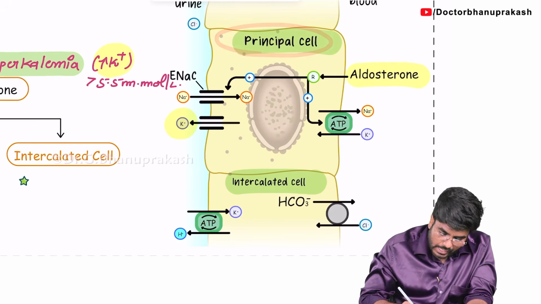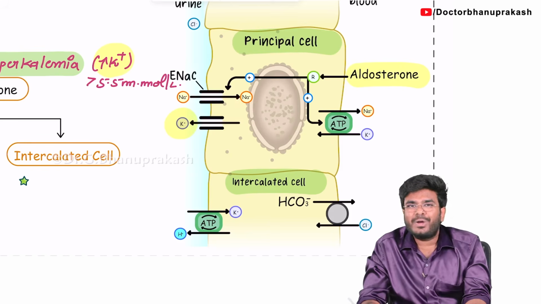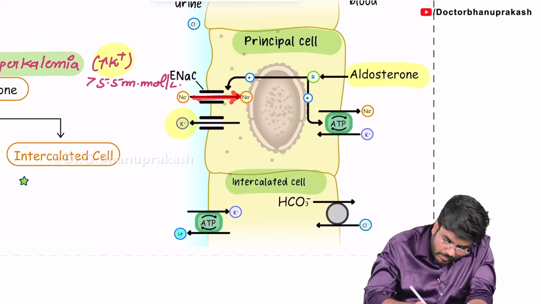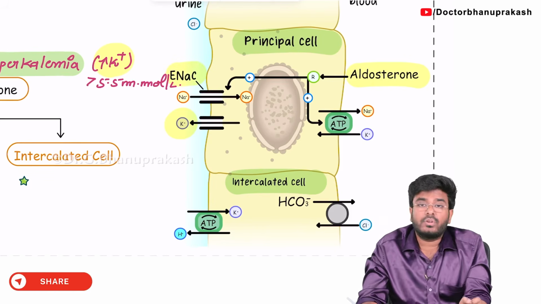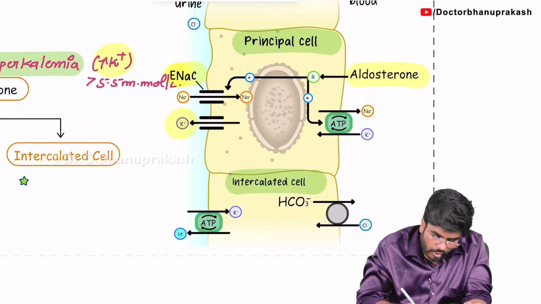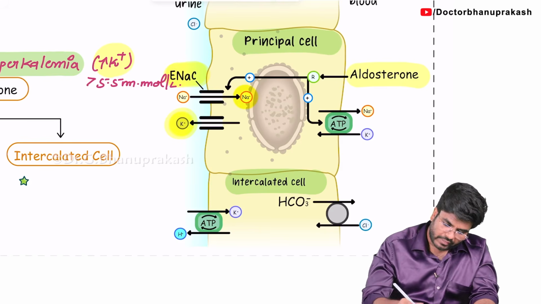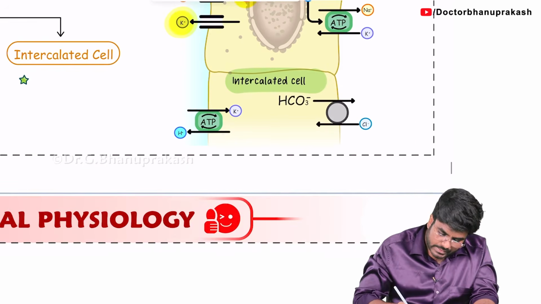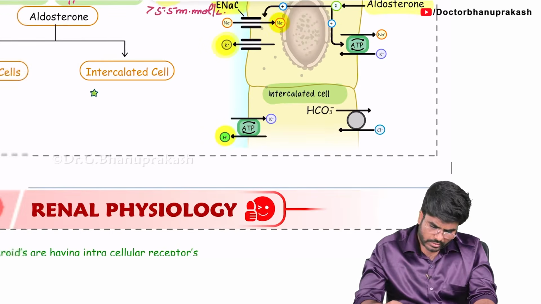The principal cells are reabsorbing the sodium but kicking the potassium out of the body. The sodium is getting reabsorbed with the help of a channel called the ENaC channel, epithelial sodium channel. This is the one name which you have to remember. So aldosterone, with the help of epithelial sodium channels, increases the sodium reabsorption and causes potassium excretion. But when the same aldosterone acts on the intercalated cell, what are these intercalated cells doing? Causing the acid excretion.